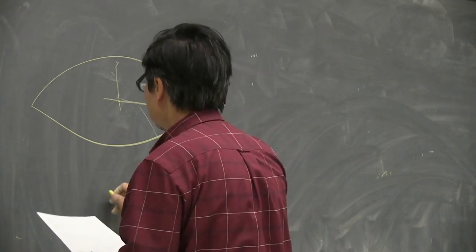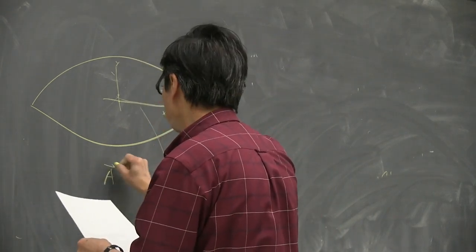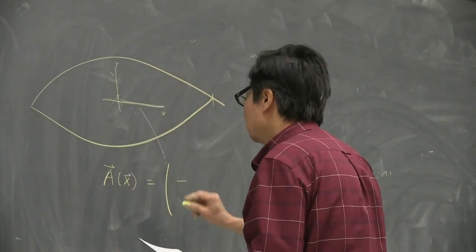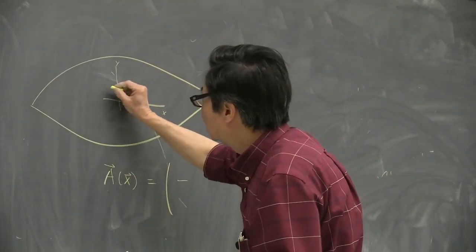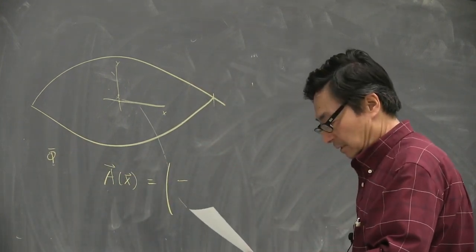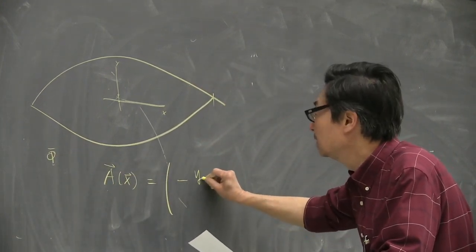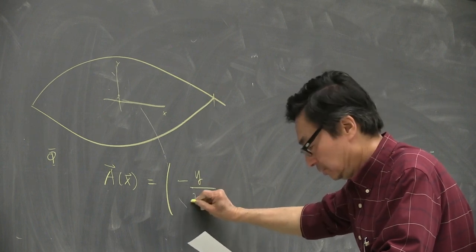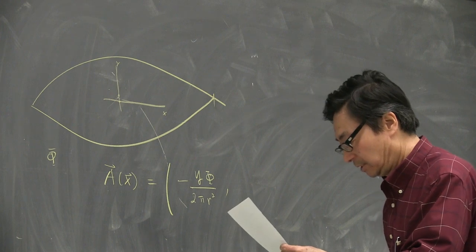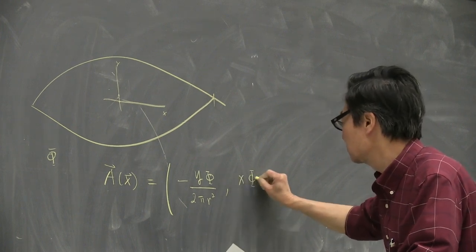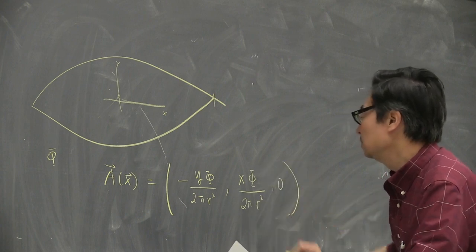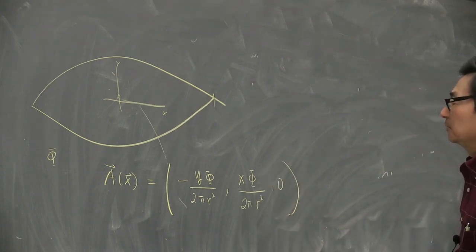And I can write my vector. Let me introduce a three-vector potential like this. The total magnetic flux is phi, which is a constant, okay? Minus y over 2 pi r squared times phi. That's the x component. The y component is x times the same constant phi divided by 2 pi r squared also. And there's no third component for the vector potential.